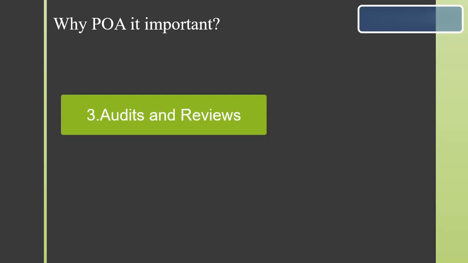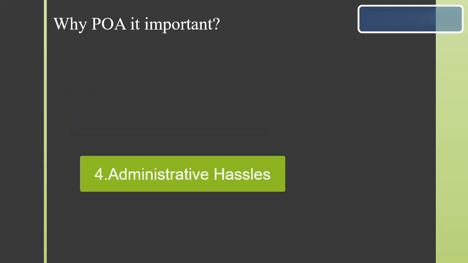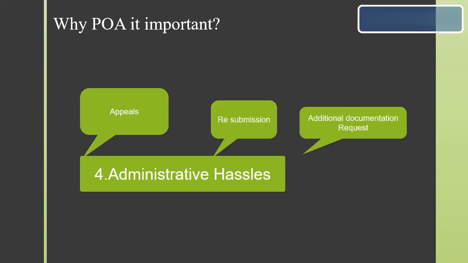Claims without a valid POA indicator may be subject to audit reviews by payers or regulatory bodies to ensure proper coding and reporting. This can result in delayed payment and additional administrative burdens. Administrative hassles: the absence of a POA indicator may lead to administrative complications such as appeals, resubmissions, or additional documentation requests. To avoid these issues, healthcare providers and coders must ensure that the POA indicator is accurately documented in the medical records and properly reported in the claim. This is essential for accurate reimbursement and compliance with healthcare guidelines.